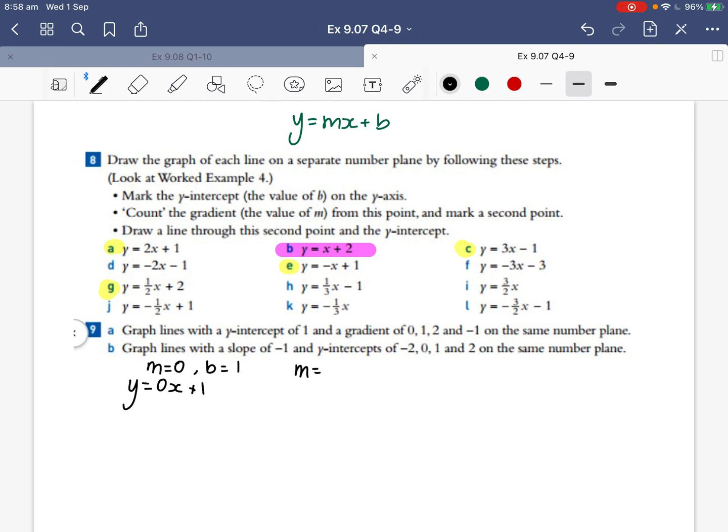Then we'd have a gradient of 1 and a y-intercept of 1. So this will be y equals 1x plus 1. A gradient of 2, a y-intercept of 1, so y equals 2x plus 1. And finally, a gradient of -1 and a y-intercept of 1 to get y equals -1x plus 1. You then want to graph those lines on the same number plane.